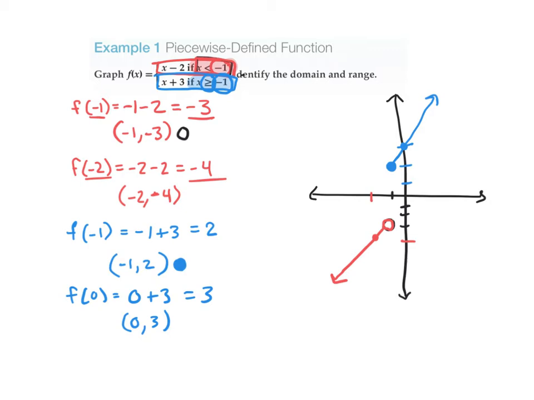We're going to skip the identify the domain and range for now because I just want to focus on graphing. So I just want you guys to get the hang of graphing before we get into the domain and range. So any questions on this one? Ready for the next?